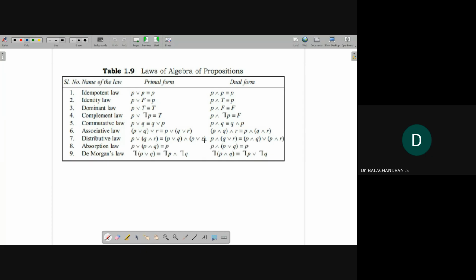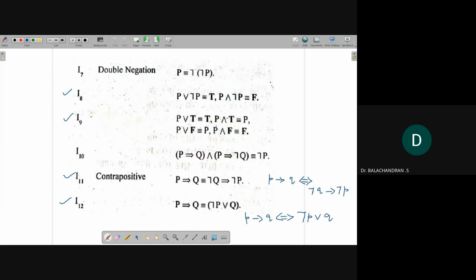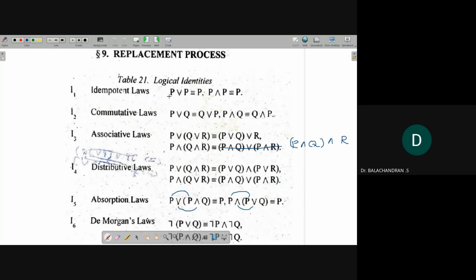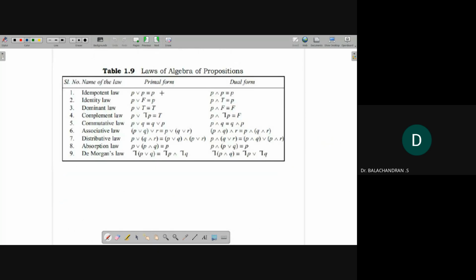Most of these we already saw. Idempotent law: P or P equal to P. You can see here P or P equal to P at the bottom. Here the first one is the idempotent law. This is the primal form, this is the dual form, so you should replace OR by what? And similarly, P or F equal to P.